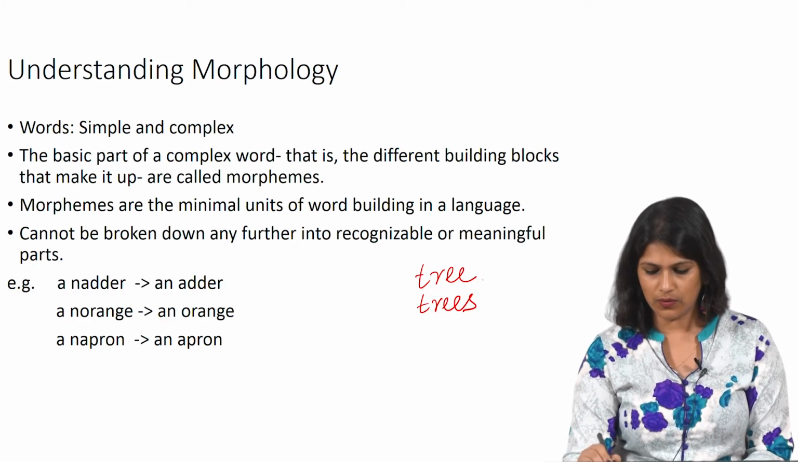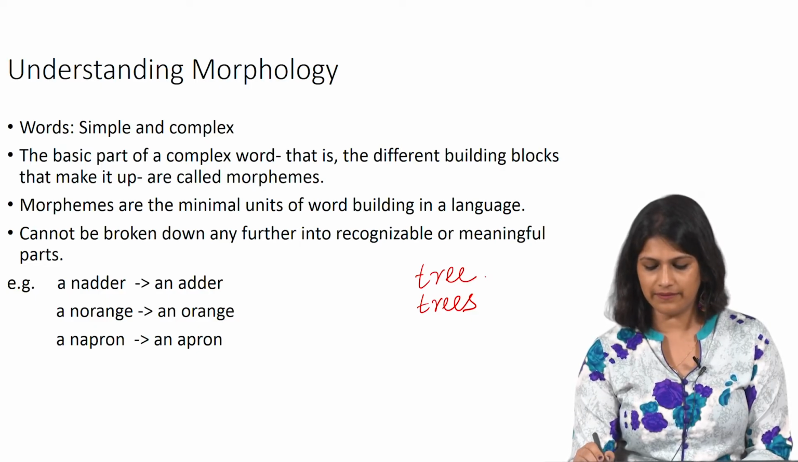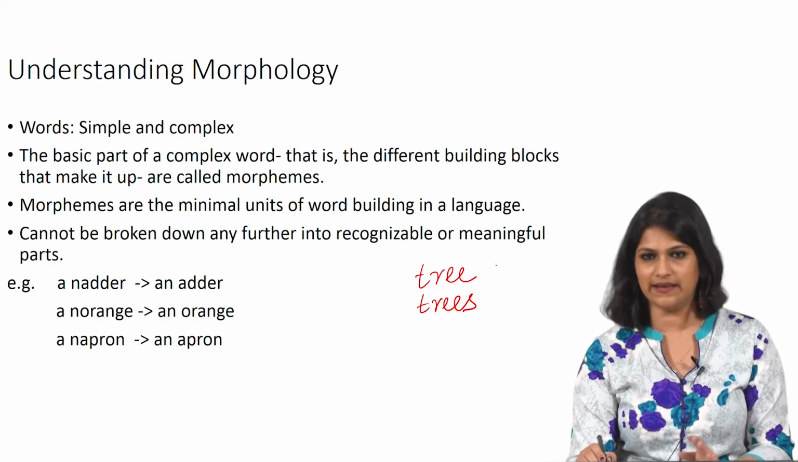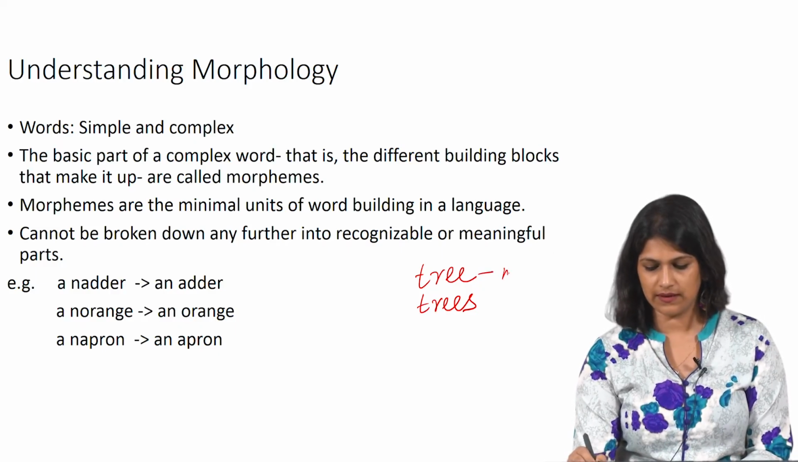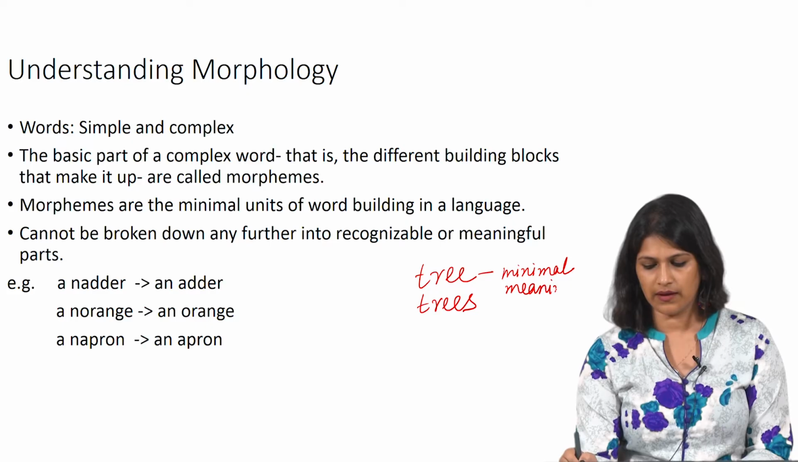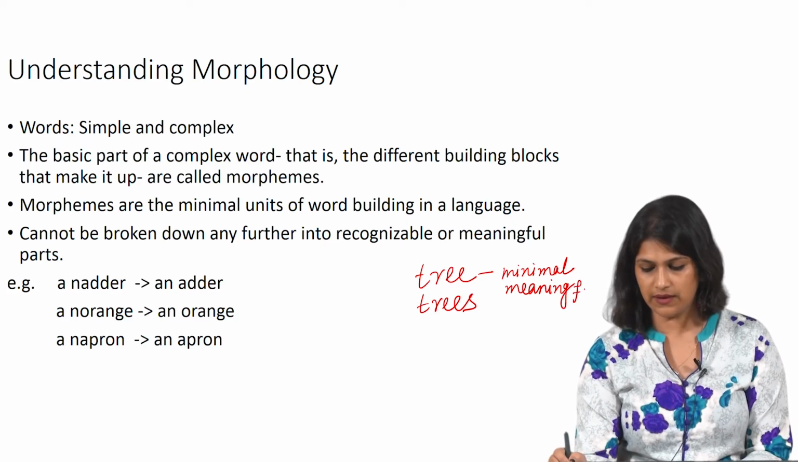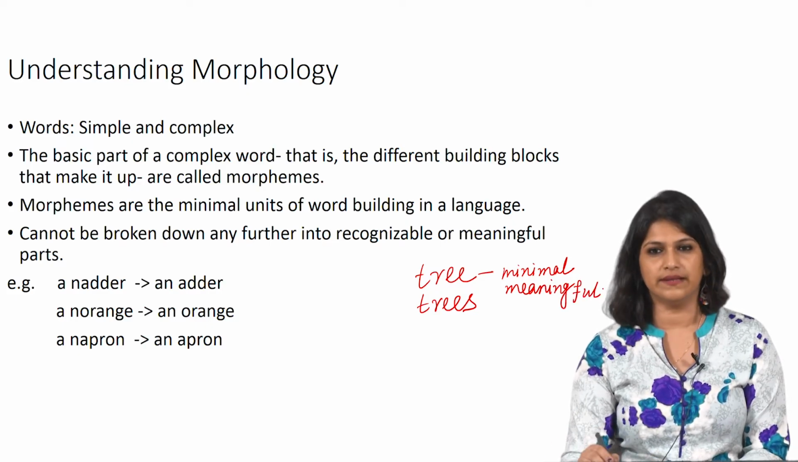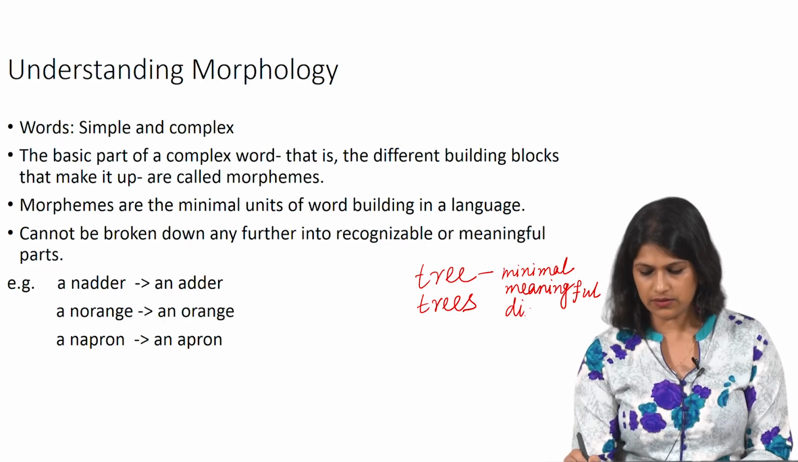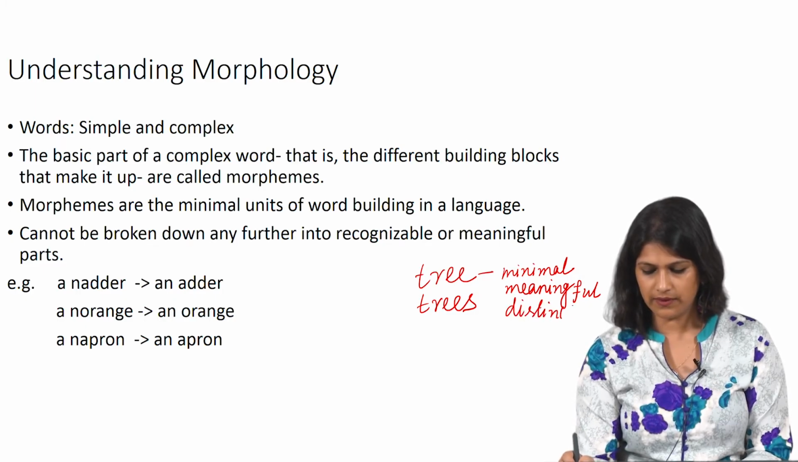So, when you are talking about the first word, there is no way by which you can break it into pieces. Can you write, or can you say tree, T, R and E? That is not possible. So, this is minimal. This also has its own meaning, and this is also a distinctive unit.